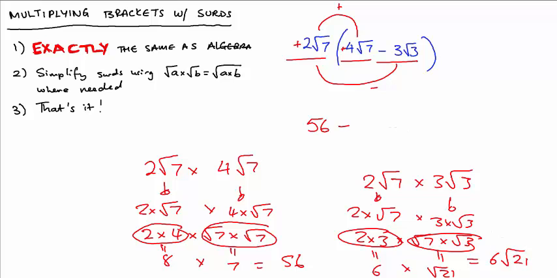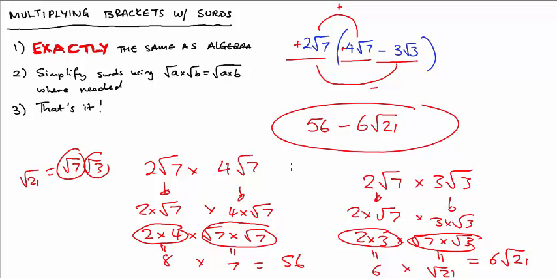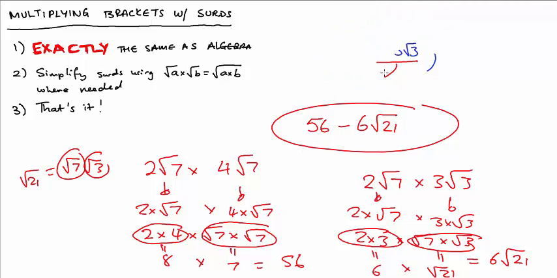Now I guess in reality you should be double checking that does root 21 break down any further, but the really only way you can potentially break that down is root 7 root 3, and we know that none of these are square numbers, so they're not going to be numbers. So that's the best you can do. 56 minus 6 root 21. Simple as that.